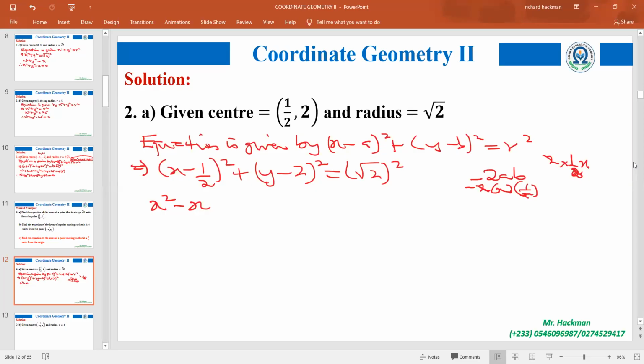So you can always do it mentally. It will be this times this, then times 2, because you said twice the product of this and this. So the product of this and this is what? Half x. So half x times 2. The 2 in the numerator will cancel the 2 in the denominator. So you'll be left with x. So minus x. But that's not all. Then plus 1 over 2 squared, and that will give you 1 over 4.